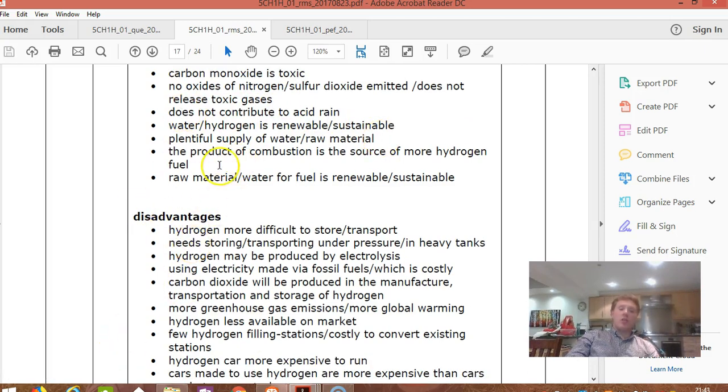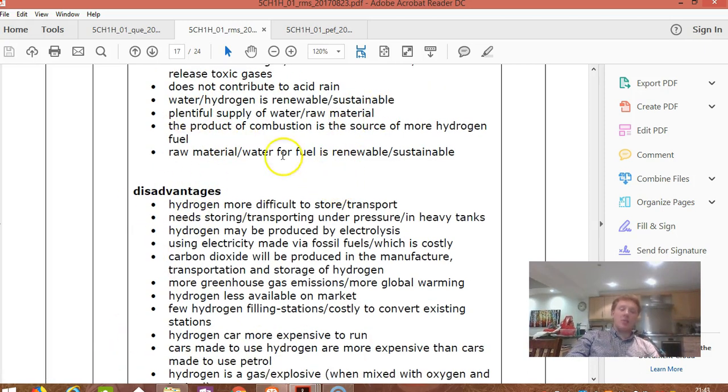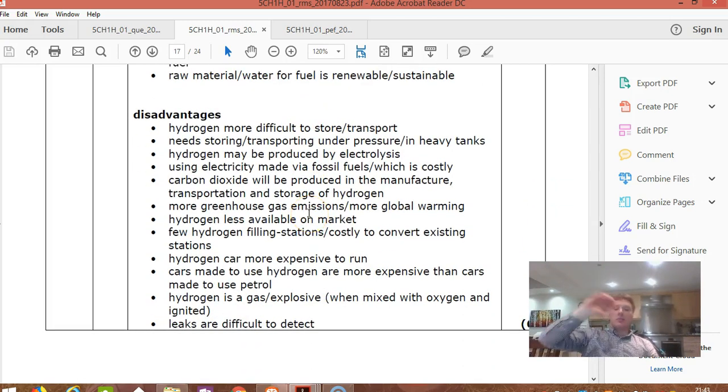Water is renewable or sustainable. Plentiful supply of water. The product of combustion is water, which can be used to make more hydrogen fuel. The raw material, water, for the fuel is renewable. Okay. So it's good to remember your pollutants. Pollutants always comes up.